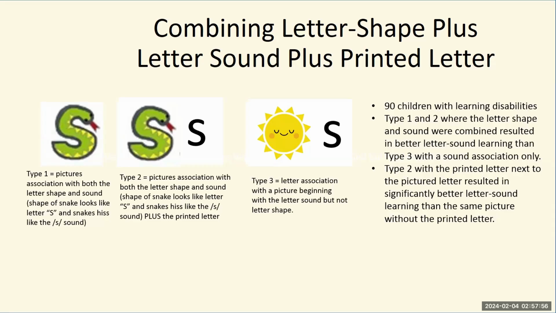All right, so we've learned a new thing now, that the study agrees that a sound association was the least effective when the letter shape looked like the letter and there's an associated sound. Those were easier to learn, and the ones that generalized to print the best were the ones that also had a printed letter.